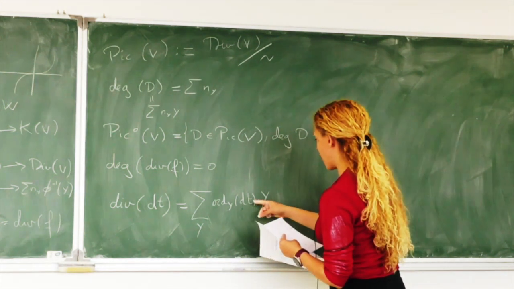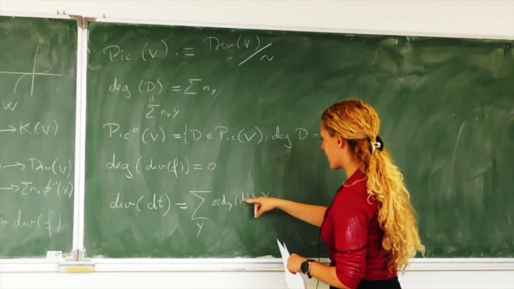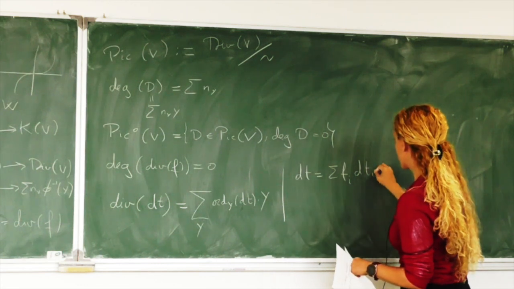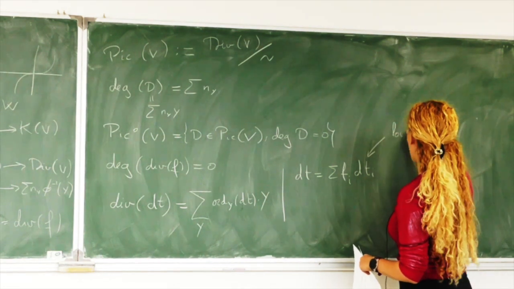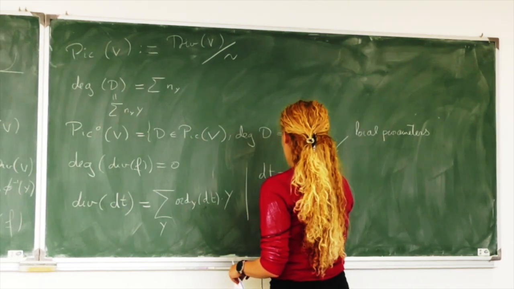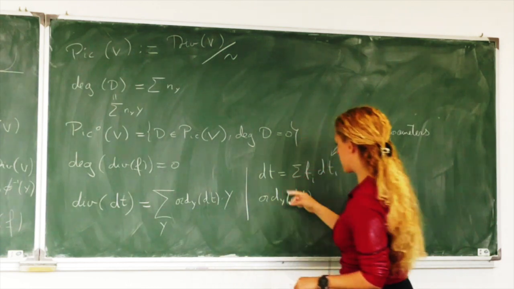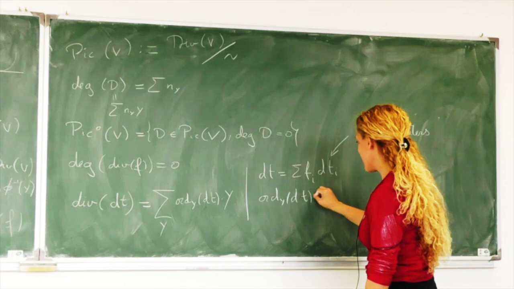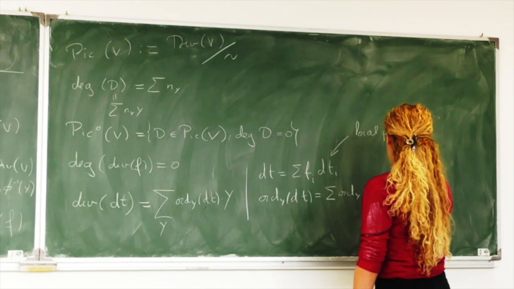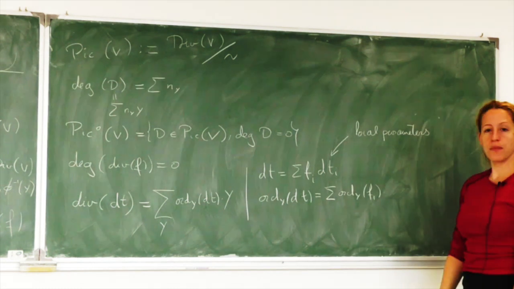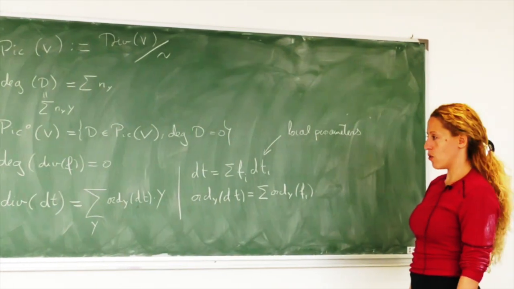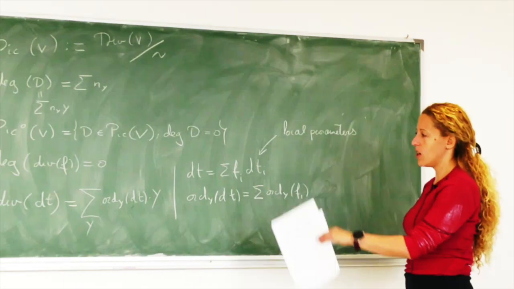So how do we do this? We have to write this in terms of local coordinates, like this, by using the relations that I gave with the local parameters that I defined before. And then we define the order of this differential form as the sum of the orders of the f_i. So in this way, we can extend the order function also to differential forms, and we can construct divisors associated to differential forms.